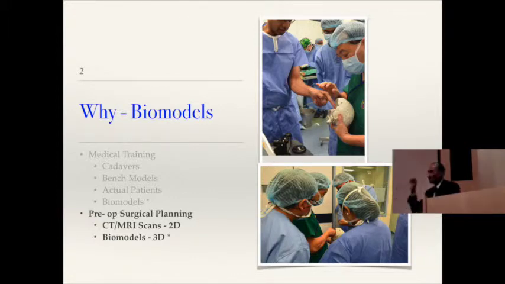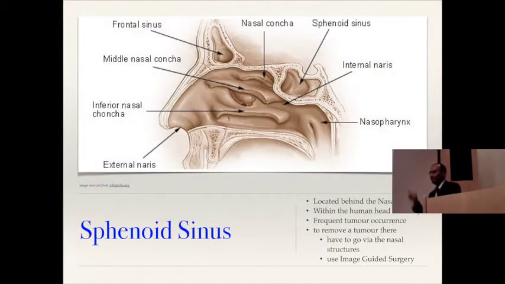So they can plan which direction they want to go in and what cuts they want to make using these biomodels. For this particular conference paper, I'm working on this kind of project. I'm going to focus on the sphenoid sinus. This is a region behind your nose. It looks like a cup, and it's where tumors commonly occur. It's a common area for tumor growth inside your head.